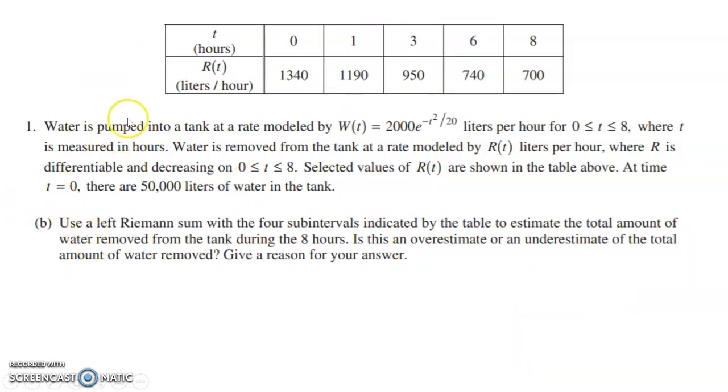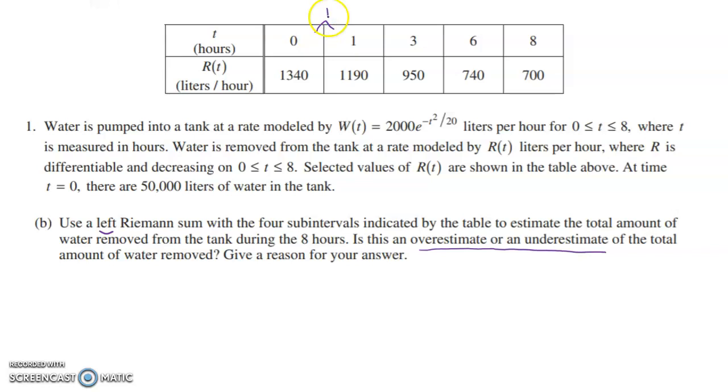All right, so use a left Riemann sum, left sum, the 4 subintervals to estimate the total amount removed for those 8 hours. And then, is it an overestimate or underestimate? See, they're asking that stuff from above. It's a little bit different from the ones we've done before because it's related to what I just started to write there. Do you see how this is a little bit different from what we did before?